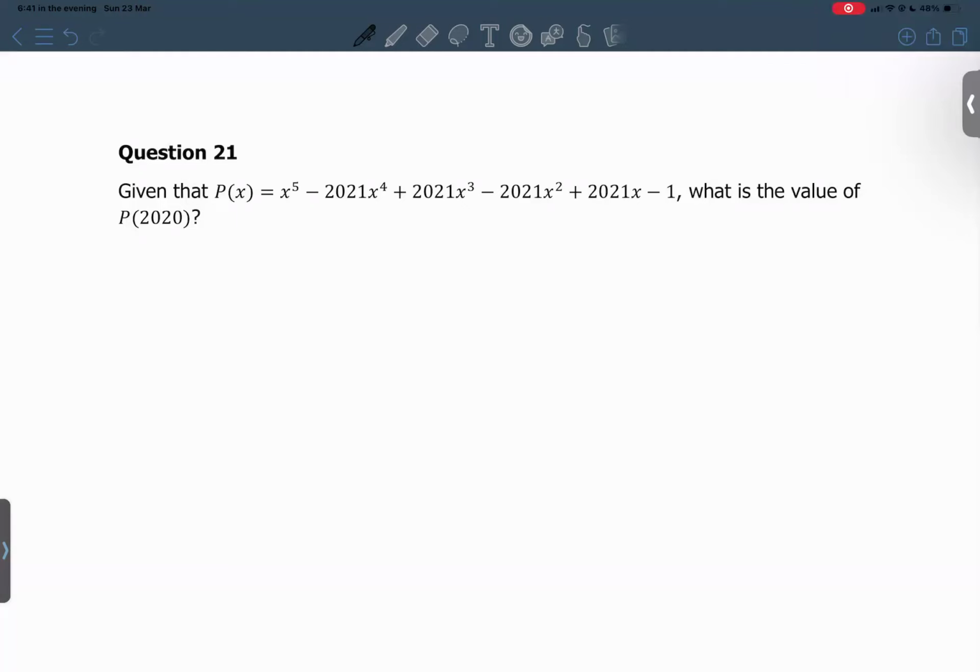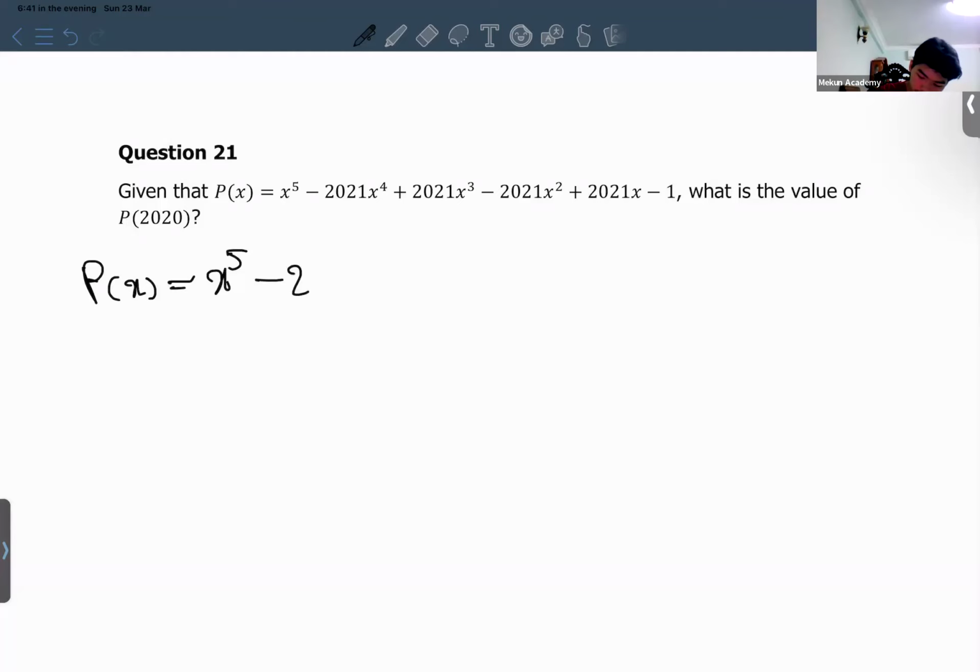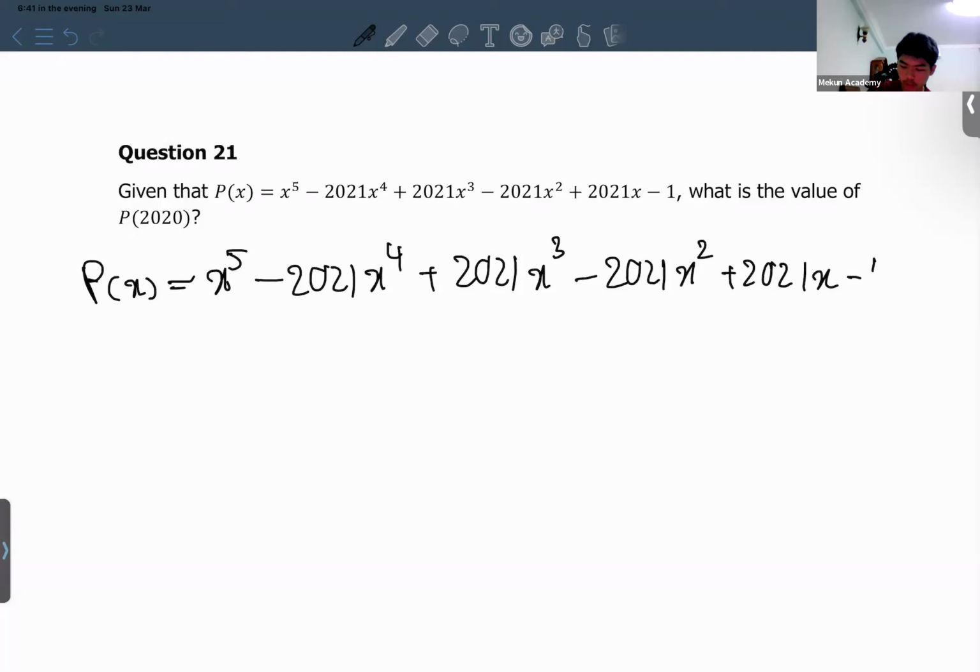I think we can try to factorize it. So x to the power 5 minus 1, there's a factorization for that. Yep, so you group them together. Nice, nice. Just like what he said, for this question, we will use factorization. But it's not like we need to factor everything out. We just need to factor it bit by bit. So p of x equals x to the power of 5 minus 2021 x to the power of 4 plus 2021 x to the power of 3 minus 2021 x squared plus 2021 x minus 1.